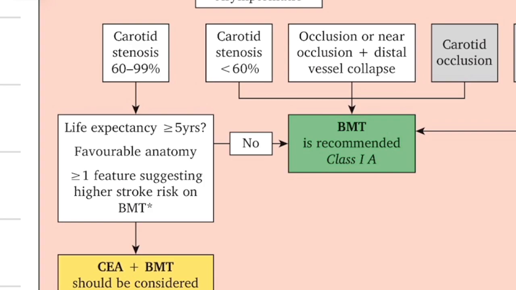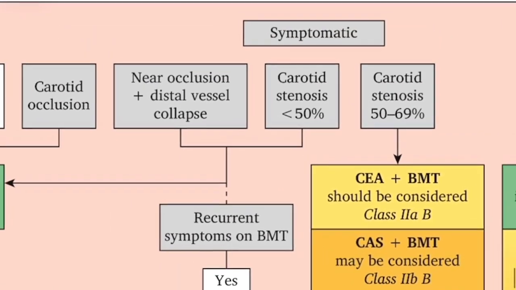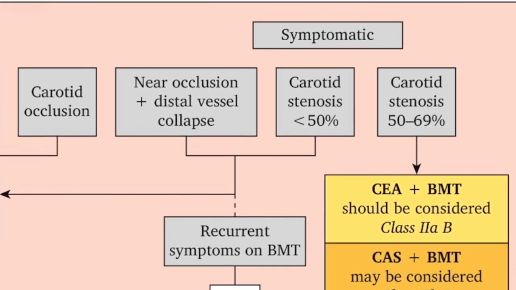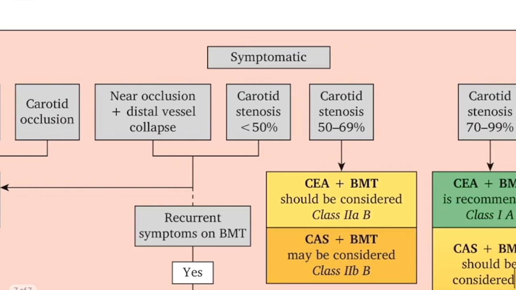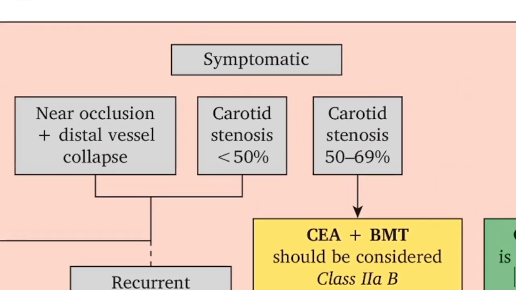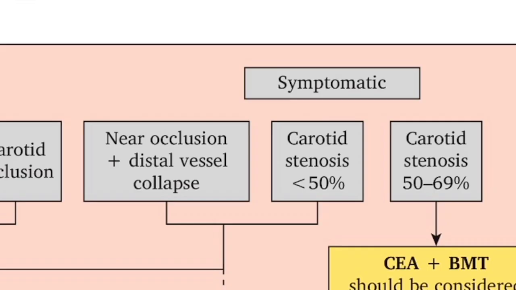Endarterectomy is better than stenting, and these two come under class 2 level, class 2 recommendation and level B level of evidence. So when it comes to symptomatic patients, here also you can have 4 kinds of reporting, or in fact 5 kinds of reporting can be there. One, if they have carotid artery stenosis of less than 50%, it means very narrow, very minimal occlusion is there.